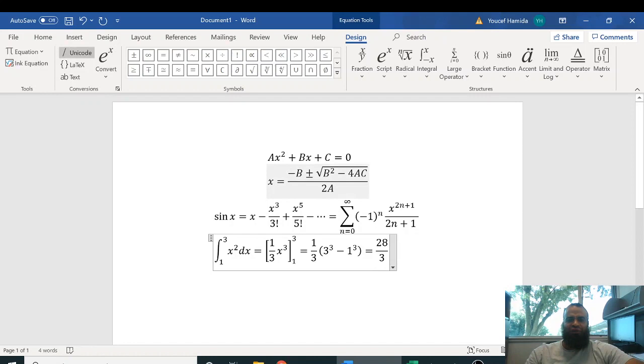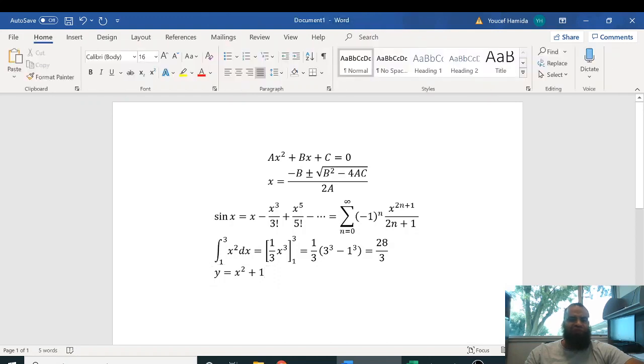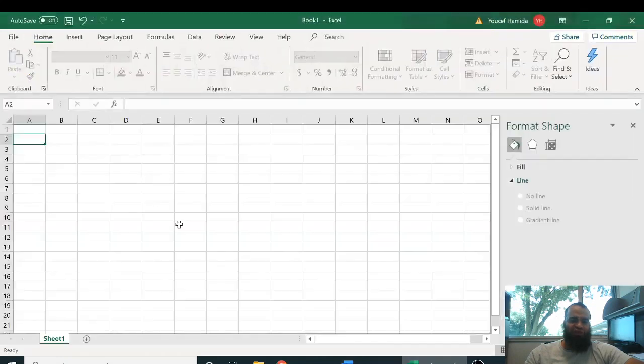All right, so that's how you would write equations. And now, let's say I have the following relationship, y equals x squared plus 1, all right, x squared plus 1. And I have some data points. Let's say y when x is 0, and when x is 1, and 2, and 3. So let me go to Excel here.